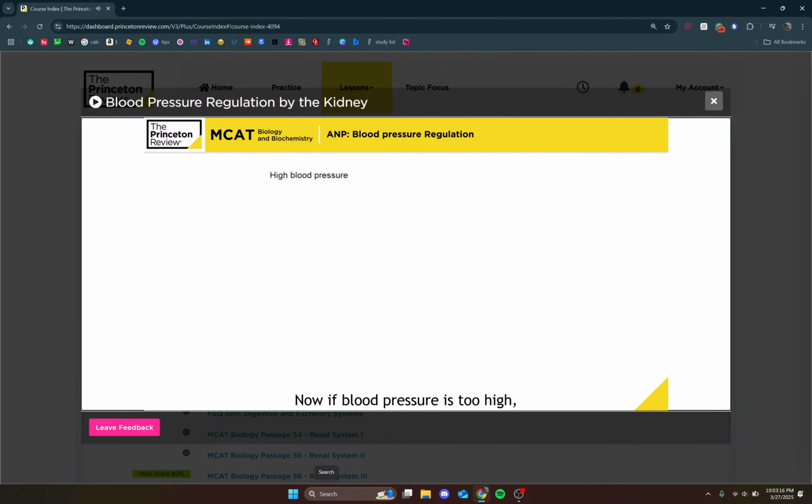Now, if blood pressure is too high, I have to be able to balance both low blood pressure and high blood pressure. If blood pressure is too high, this is going to be sensed by the right atrium of the heart. The atrium stretches out if blood pressure is high, and it's going to release a substance called ANP. ANP stands for atrial natriuretic factor, ANF, or atrial natriuretic peptide. Either way, ANF or ANP.